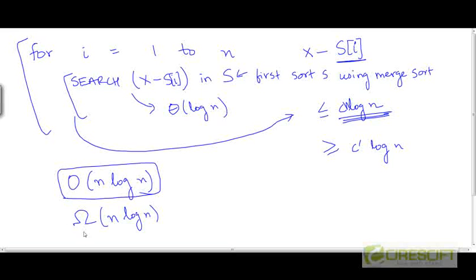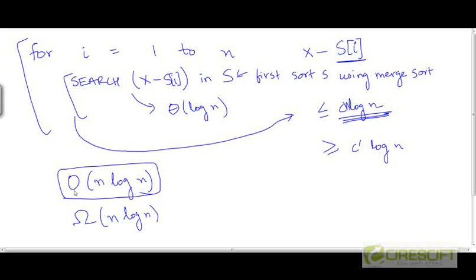But note that just because the worst case time is big omega of n log n doesn't imply that the running time on every input of size n is going to be omega of n log n. It's possible that the very first pair we test could add up to x.